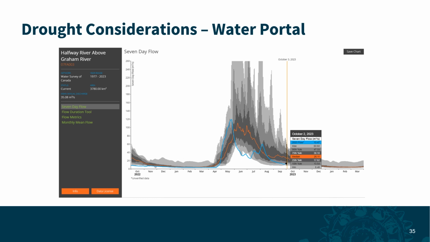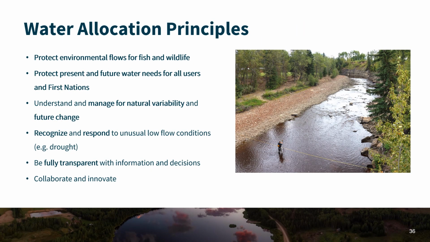The water allocation principles that we follow very closely here when making these decisions are: protect environmental flows for fish and wildlife, protect both present and future water needs for all users and First Nations, understand and manage for natural variability and potential future change, and recognize and respond to unusual flow conditions such as drought. And we try to be fully transparent with information and decisions, and also, very importantly, collaborate and innovate. We don't work in silos, and we work very closely with Treaty 8 First Nations and nations outside of the region, as well as other water allocation bodies such as the Ministry of Water, Land and Resource Stewardship.